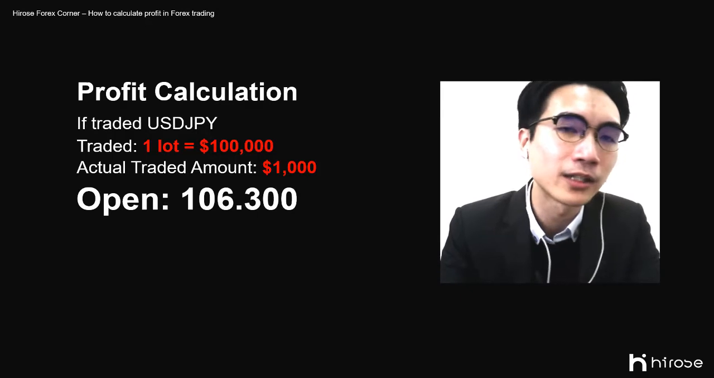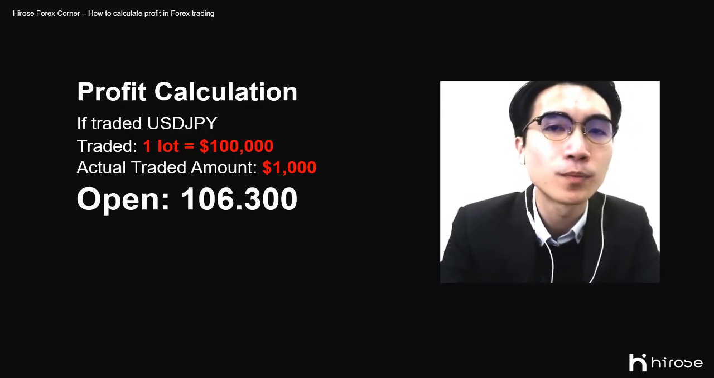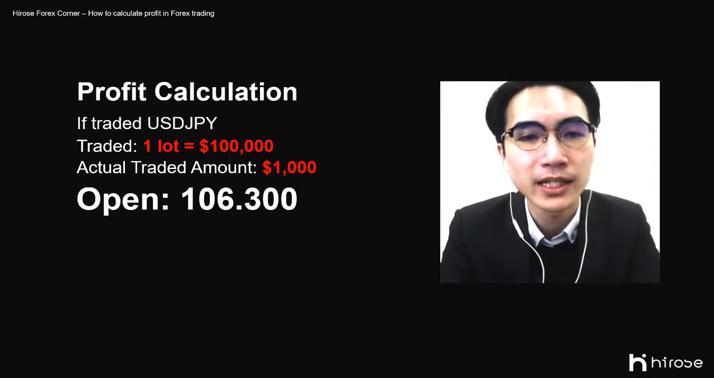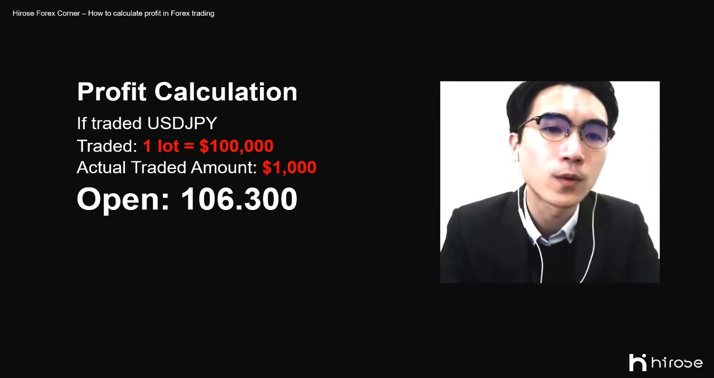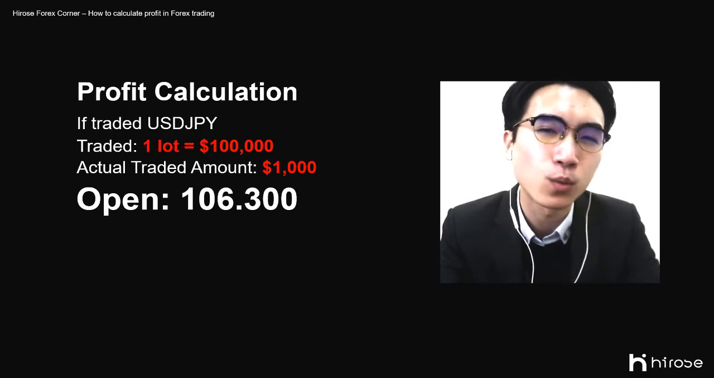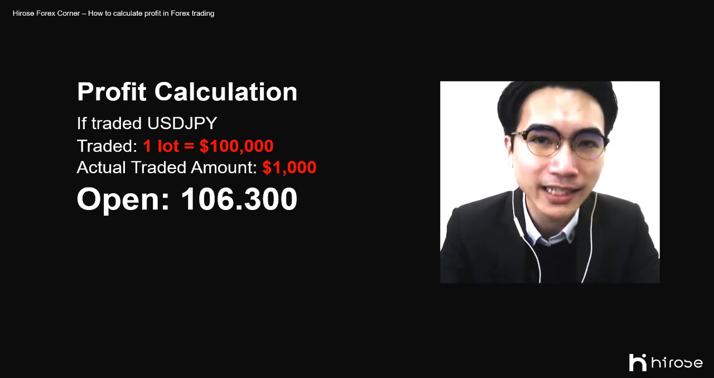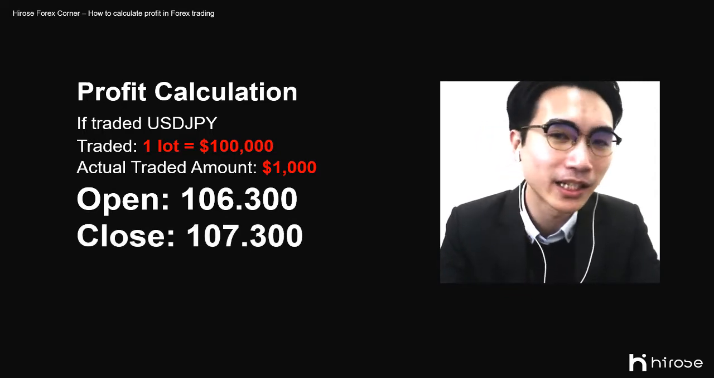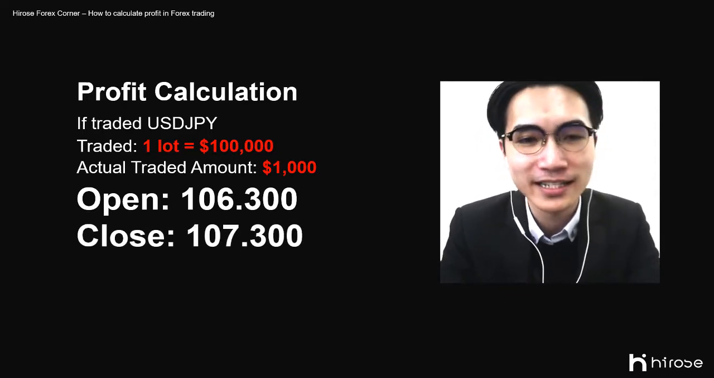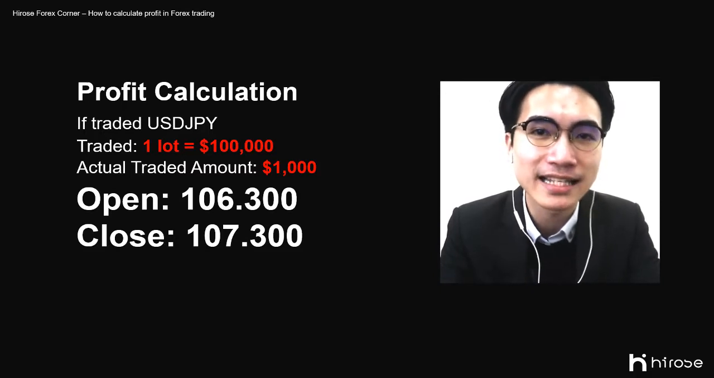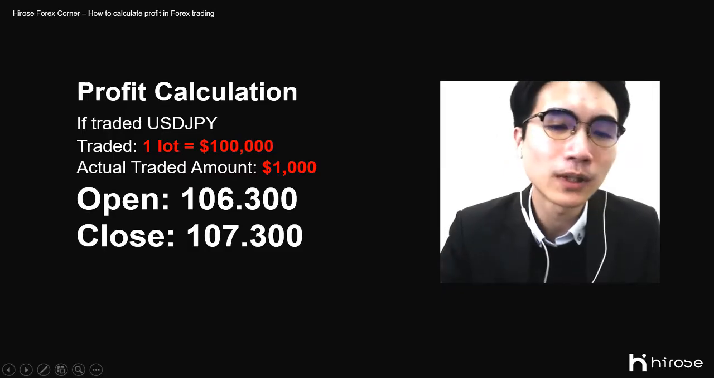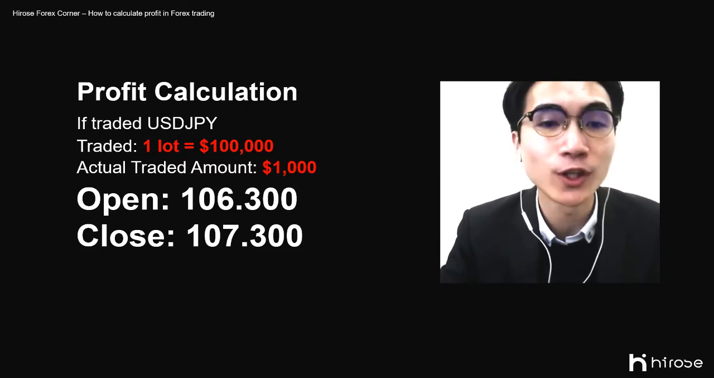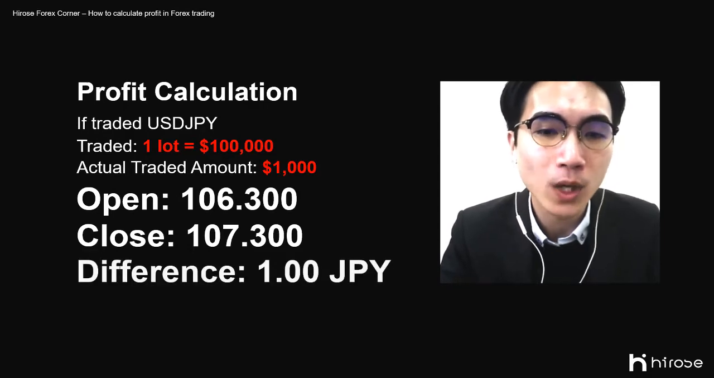Remember what I said just now. In order to complete a trade, I need to open and close a trade. For example, when I open a trade, the price for US dollar and Japanese yen is 106.3 yen. And when I close this trade, it went up, and then the price now becomes 107.3 yen. The difference is pretty obvious here. So the price difference between open and close here is 1 yen.